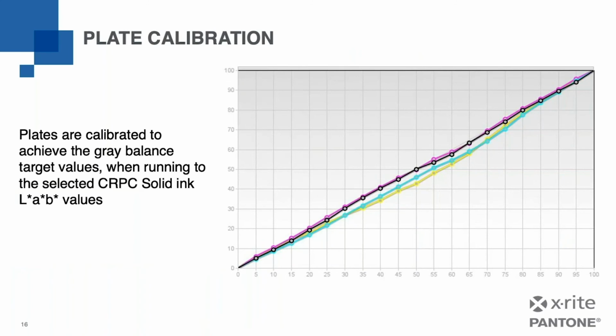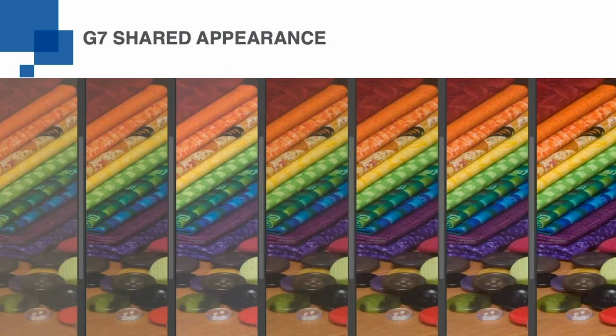Plates are calibrated to achieve the gray balance targets when running to that CRPC and that solid ink LAB value set that's included. The intent of these CRPCs is that if the same image is printed targeting each of the 7 CRPCs, then they will have a common color appearance. The range of color saturation and lightness may vary from one print condition to another, but the color hues are maintained as much as possible.